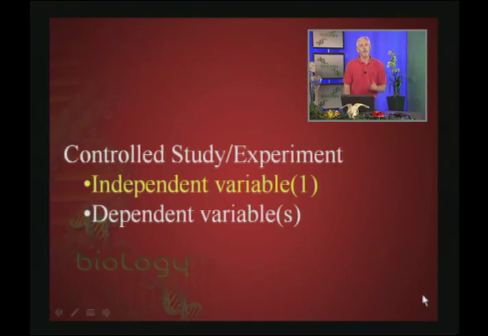So the first element is we would want this to have an independent variable. And so ideally, there is a single independent variable in a well-designed experiment. And the independent variable would be really that thing that you're testing, or the thing that you're going to manipulate in your test to see what the effects are. The dependent variable or variables will be those things affected by your independent variable.